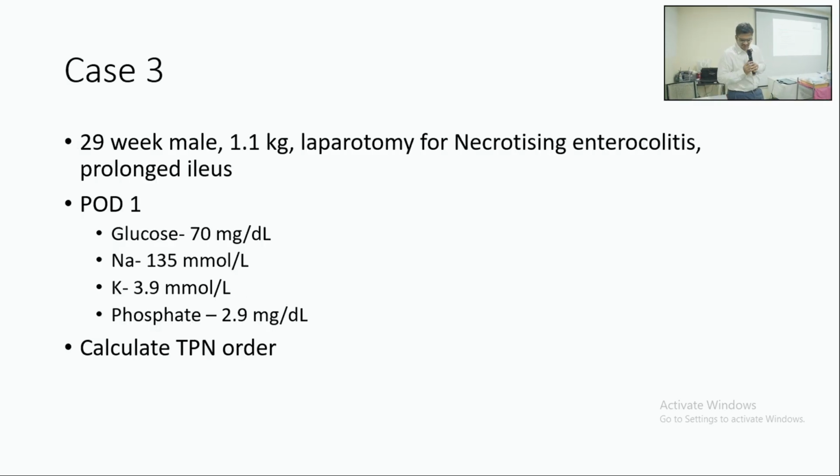So in this case, it's a 29-week male, 1.1 kg. The baby underwent laparotomy for necrotizing enterocolitis, and the baby is on prolonged ileus. On the first postoperative day, the glucose is 70, sodium 135, potassium 3.9, and phosphate is also low. So how do you want to go about it?